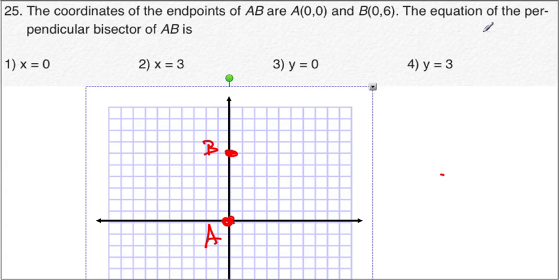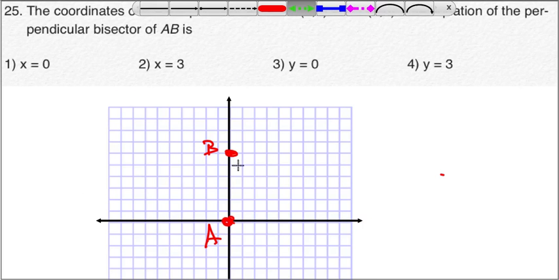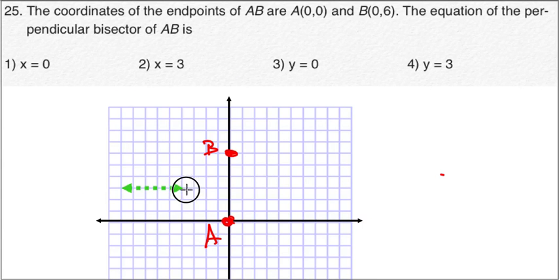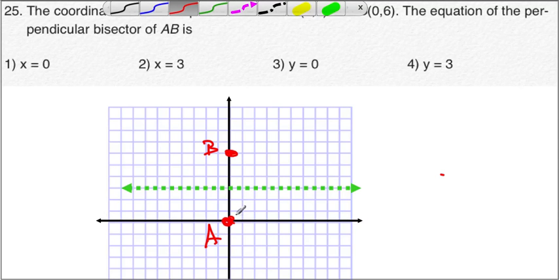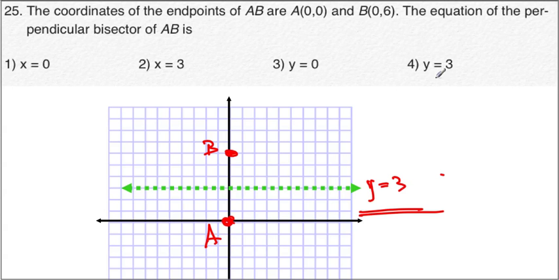Now, equation of the perpendicular bisector. In fact, perpendicular bisector here would have been going through the middle. Instead of vertical, it would have been horizontal. That would be the perpendicular bisector. Now, then what is the equation of this one? Since it's always going through y being equal to 3, so equation would be y equals 3. Choice 4 becomes our answer.